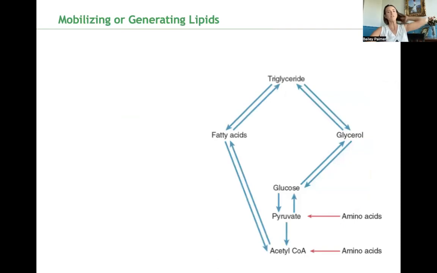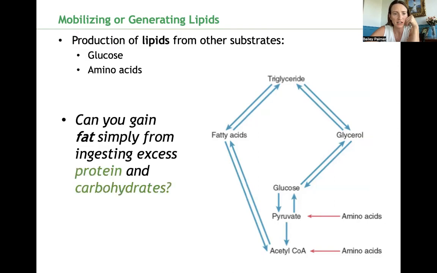All right, so next topic here, we're going to get into protein oxidation in a second, but we want to answer this question first. We're looking at the production of lipids from glucose and amino acids. We just talked about using fatty acids for fuel, but what about making a fatty acid from other sources like glucose and amino acids? So question: can we gain fat mass, stored fat on our body, if our diet only consists of protein and carbohydrates?